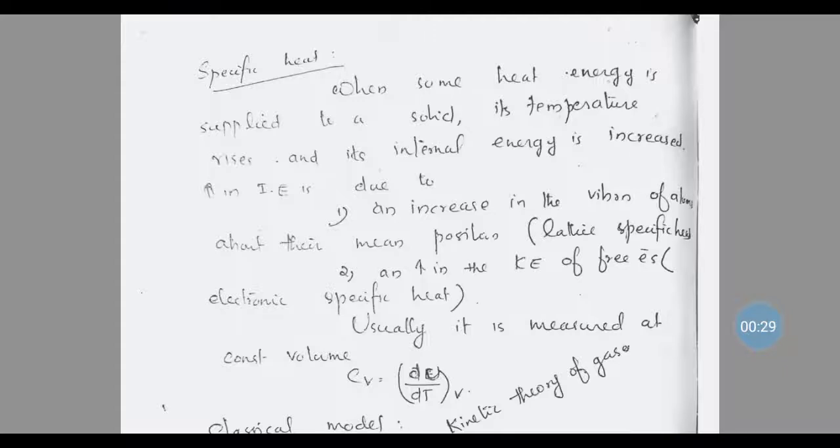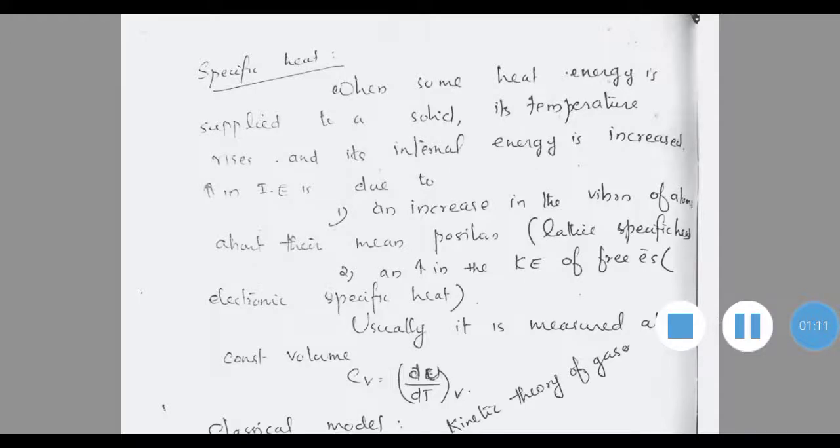Then what happens when internal energy is increased? There will be an increase in the vibration of atoms about their main position, and there will be an increase in the kinetic energy of the free electrons. Correspondingly, there will be lattice vibrations in the solids, and this lattice vibration will contribute to the specific heat. They are known as the lattice specific heat or lattice heat capacity.